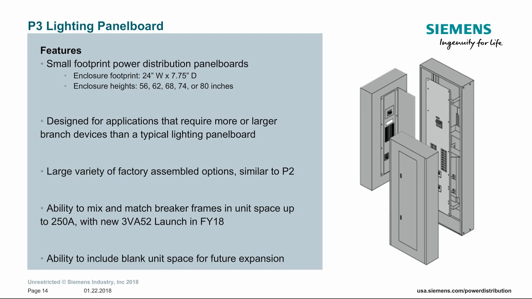Also, we have a large variety of factory assembled options, which is very similar to a P2. And we also have the ability to mix and match breaker frames in unit space all the way up to 250 amps now, up from the 225 amps that you saw in P2, with the new 3VA 5.2 launch in fiscal year 18. Also, as was mentioned before, we have the ability to include blank unit space, which is a nice option for future expansion to the customers.